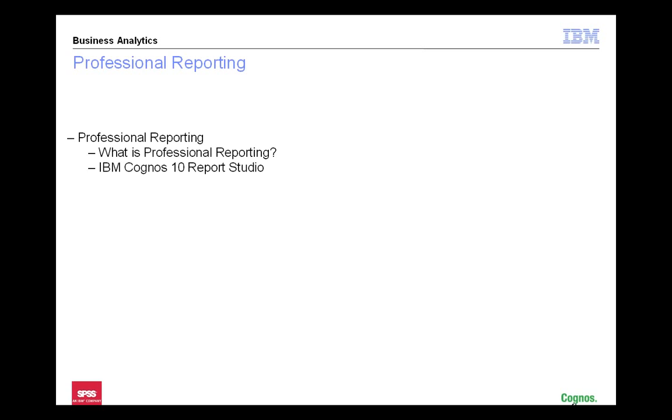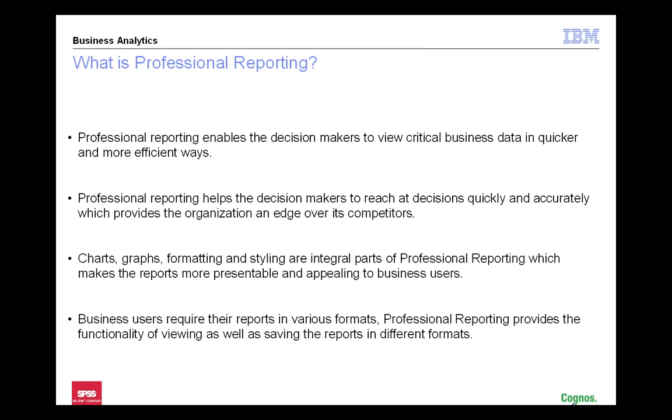Professional reporting actually enables the decision makers to view critical information that you have for your business and then take a quicker decision, a better decision, and the correct decision for the company. So that's what professional reporting does. Charts and graphs and all kinds of cool formatting we have here are integral parts of professional reporting, which makes the reports more presentable, and business users can draw conclusions quickly from those reports.